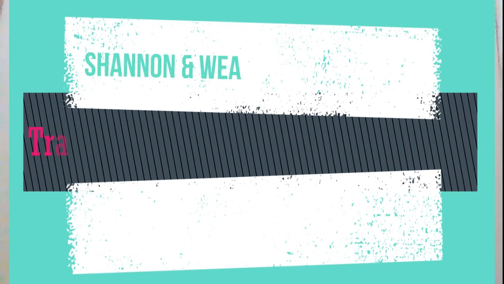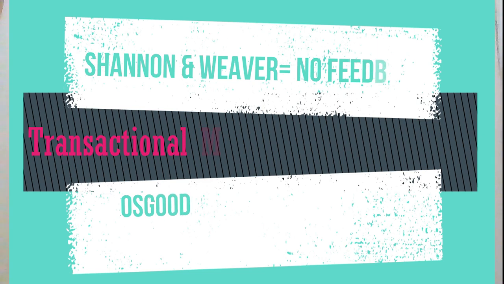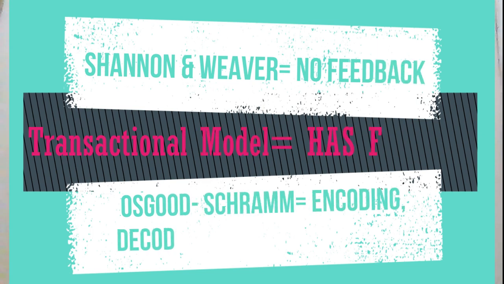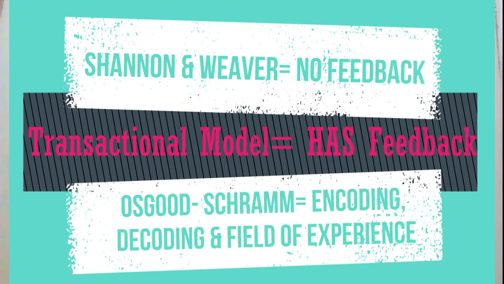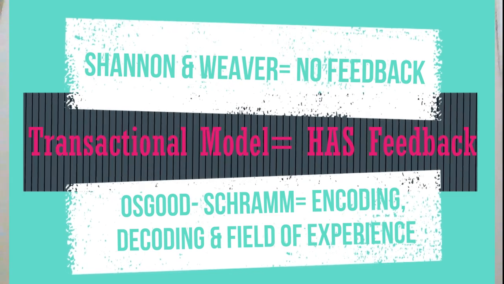So just a reminder, Shannon and Weaver's model of communication, it has no feedback. Next, the transactional model of communication, it already has a feedback. And the last one, which is the Oscar-Graham's model of communication, includes the concept of field of experience, and it gives primarily focus on the process of encoding and decoding. So those are the three basic and common communication models.